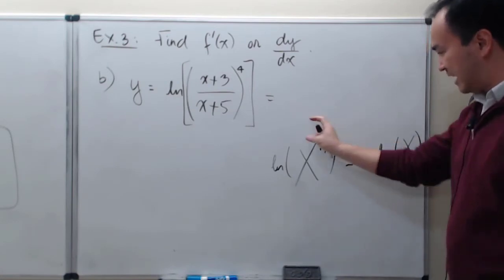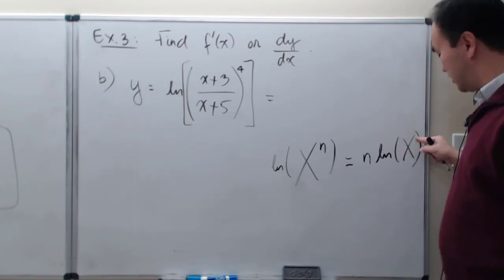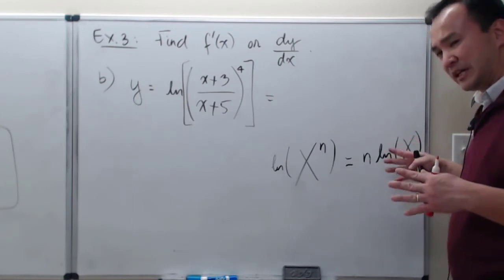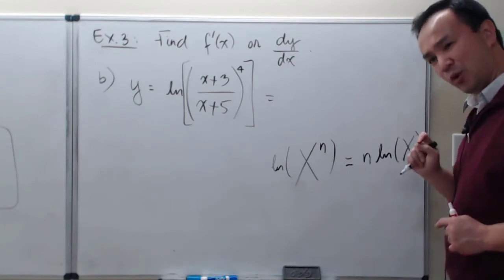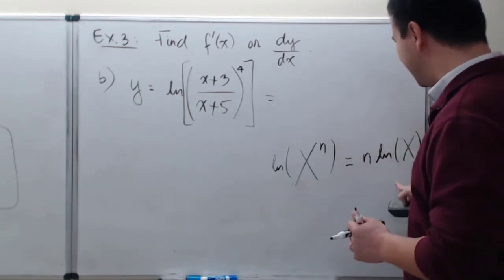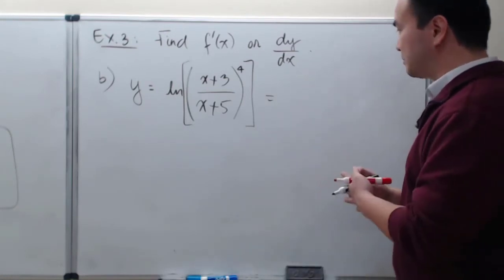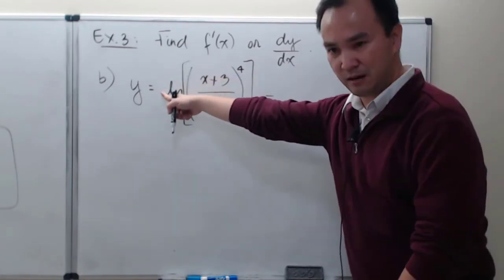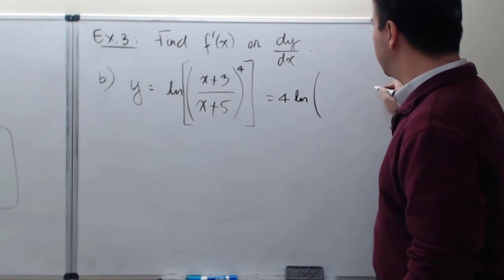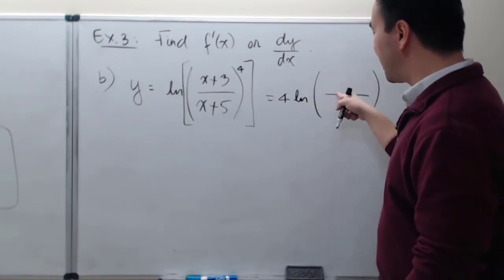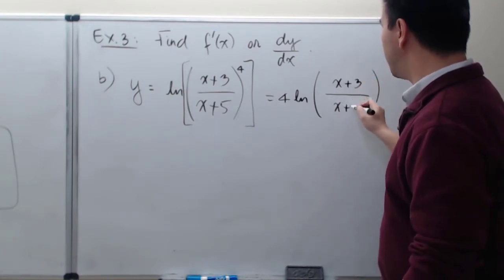Once you bring that power out front as a coefficient, this remains with no power, or actually I shouldn't say no power, it's power 1 here. And because it's power 1, we don't write the power. So now, how is that useful for this problem? Let me erase that to make myself some more space. That power 4 now becomes the coefficient 4 before my log. So now I have 4 times natural log, and surprisingly, the expression inside of the logarithm is now only x plus 3 over x plus 5.